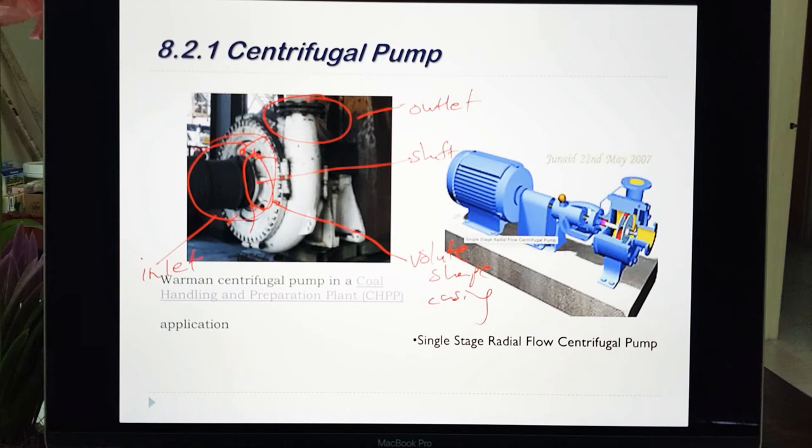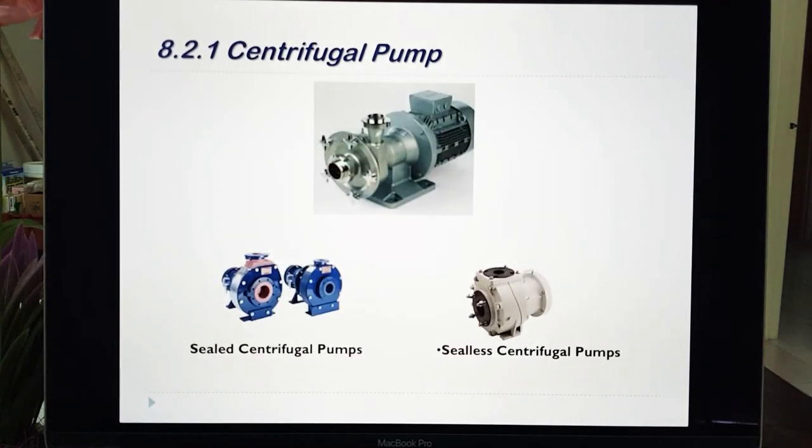Then this is another example. This is a single stage radial flow centrifugal pump. This is the centrifugal pump, and this is the motor or the engine. This is where the liquid starts to flow, and it is discharged at the outer part over here. This is also another example of a radial pump. This is an example of a sealed centrifugal pump, where it is covered at this particular area, and this part is a sealless centrifugal pump, where there is no cover at this part.